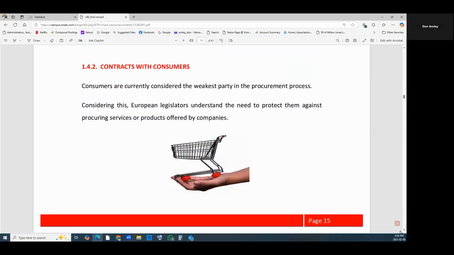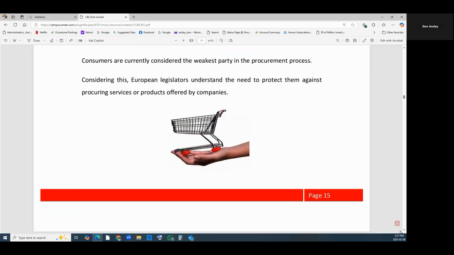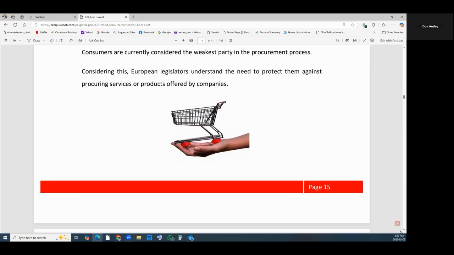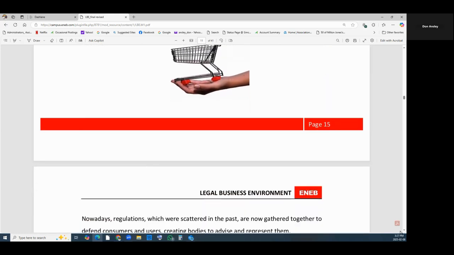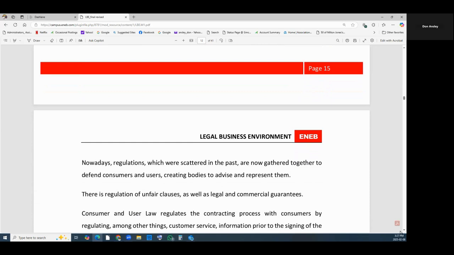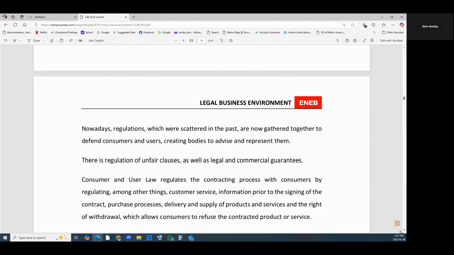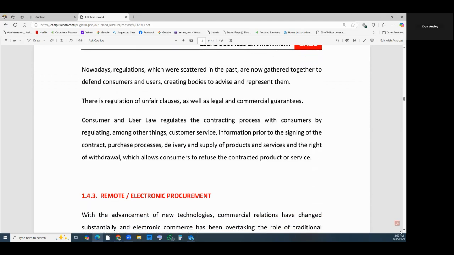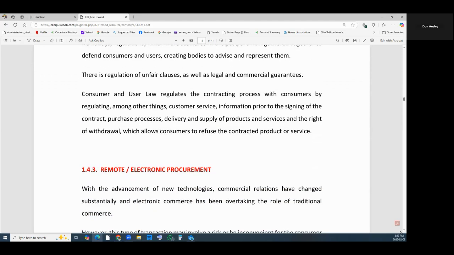Contracts with consumers. Consumers are currently considered the weakest party in the procurement process. Considering this, European legislators understand the need to protect them against procuring services or products offered by the company. Nowadays, regulations which were scattered in the past are now gathered together and defend the consumers and the users, creating bodies to advise and represent them. There are regulations of unfair clauses as well as legal and commercial guarantees.